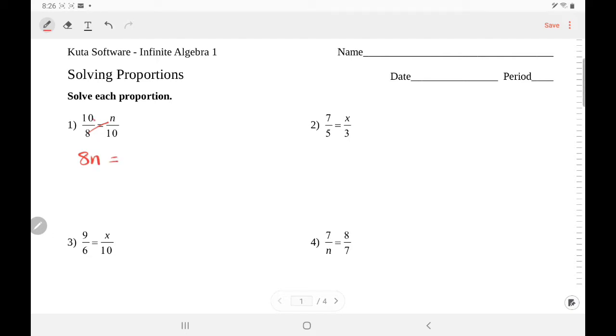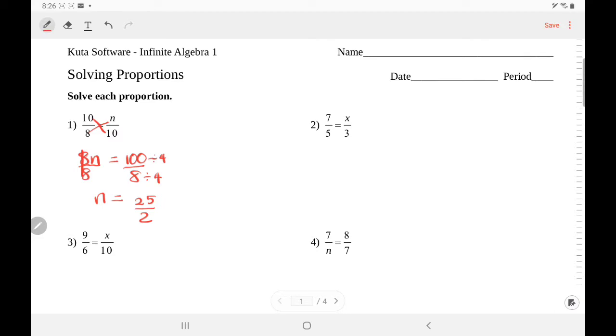equals 10 times 10 is 100. Solving for n, you do the opposite operation of multiplication, so this is division, and the 8's cancel, so n equals, we have to reduce 100 over 8, they're both divisible by 4, reducing, you would get 25 over 2.